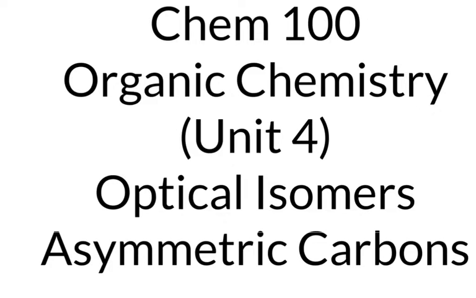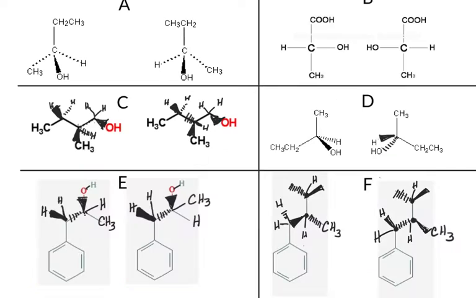Now that we've learned what the different types of isomers are, we've decided that the compounds we're looking at could be optical isomers. We know what the definition of an asymmetric carbon is. Now we're going to do some practice where we're going to find asymmetric carbons. For each of these sets of molecules, I want you to do two things.